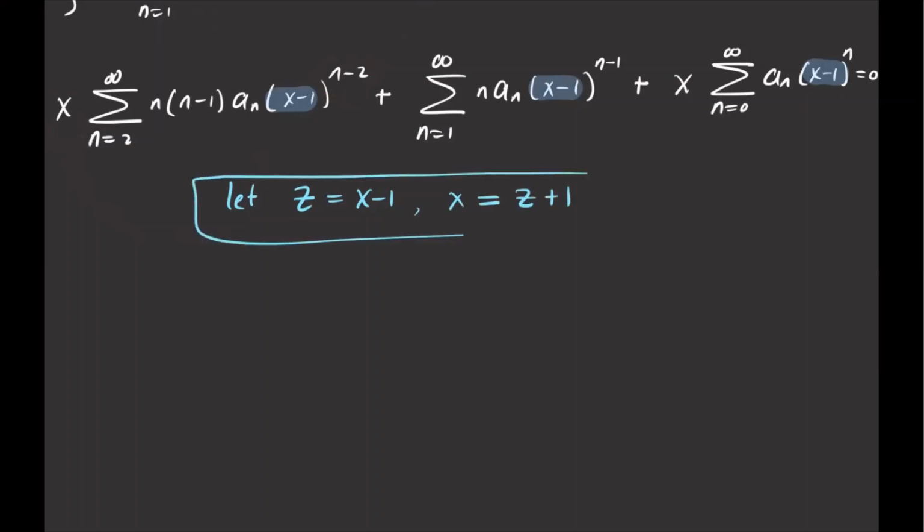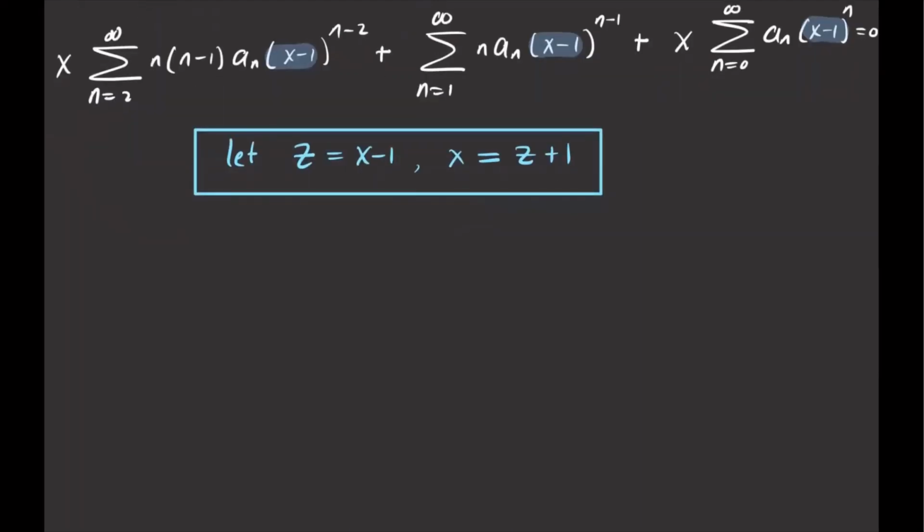Now with that substitution, keep that in mind. So now our summation becomes the following. x is replaced with z plus 1, so we will have (z plus 1) times this summation starting from n equals 2 to infinity of n times (n minus 1) a sub n. Now x minus 1, we're replacing that with z.